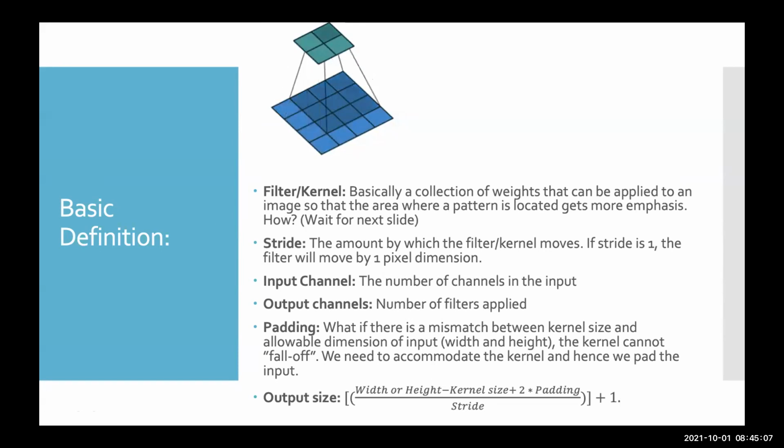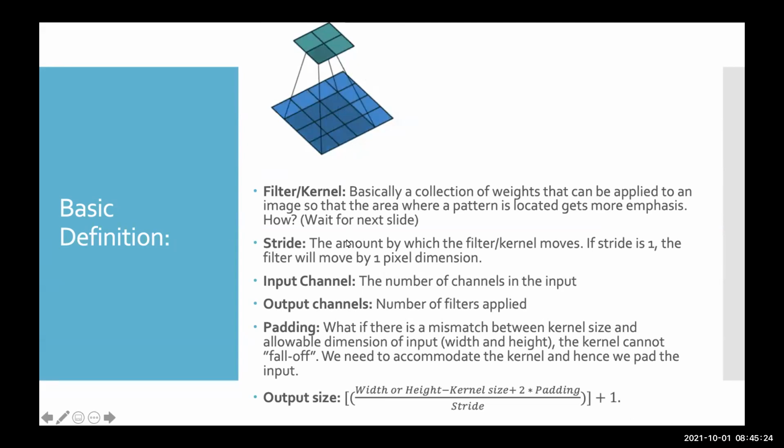And when we refer to kernel size for this class, our kernels are going to be a square. So when we refer to kernel size, we're just talking about the length of a side. In this case, the kernel size would be 3 because this is a 3x3 square.